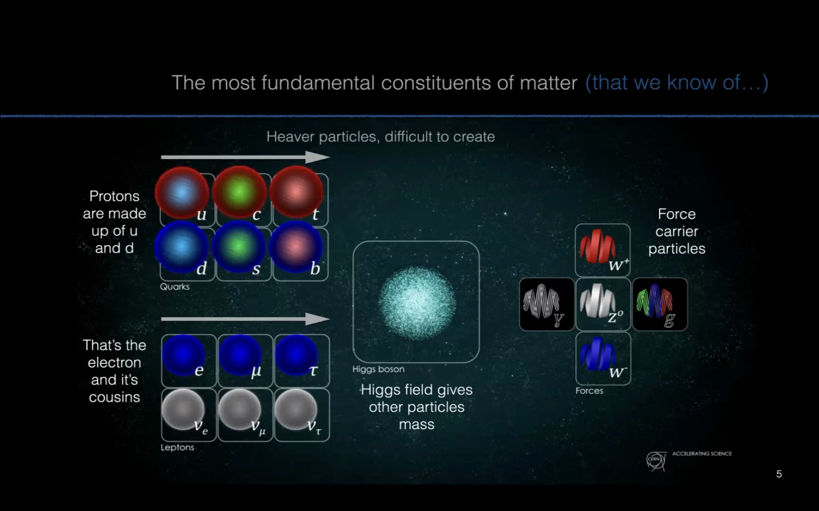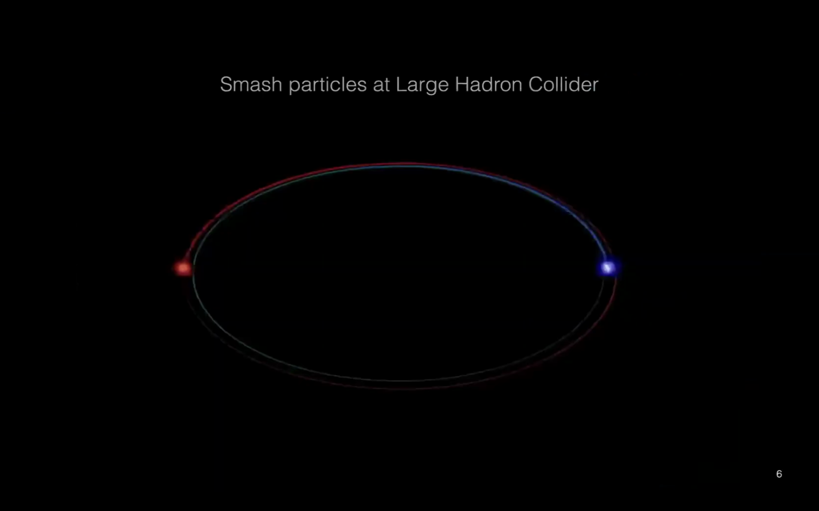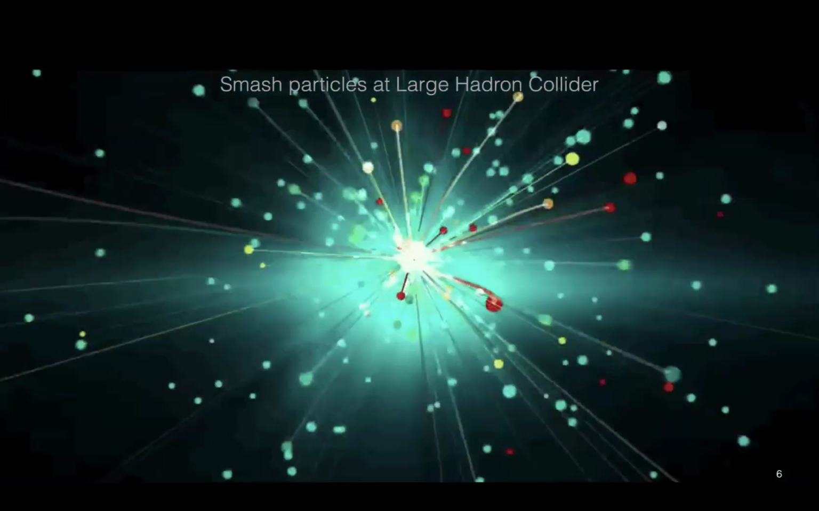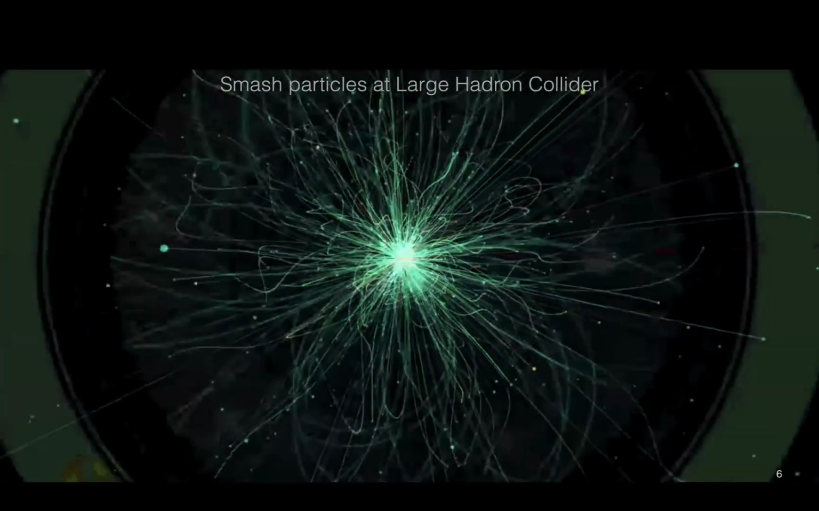And to generate heavier particles is more and more difficult, so you need to inject more and more energy into your system. We do that by taking a couple of protons at the LHC and accelerating them at almost the speed of light, and then we smash them together. Right? That creates a whole firework of particles.